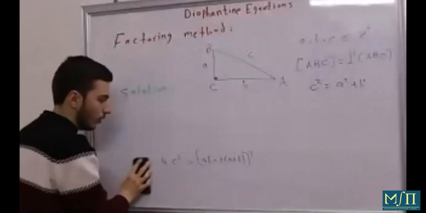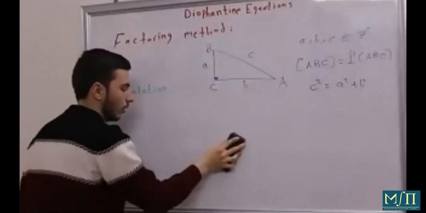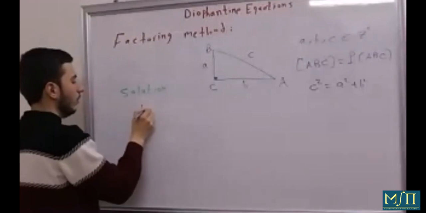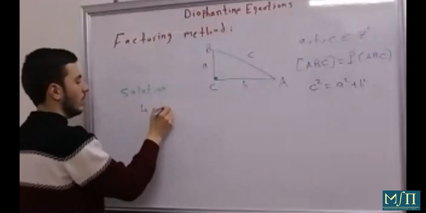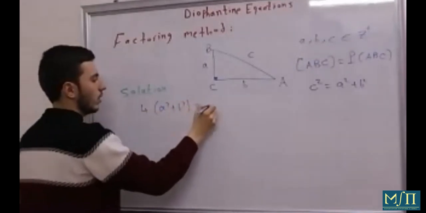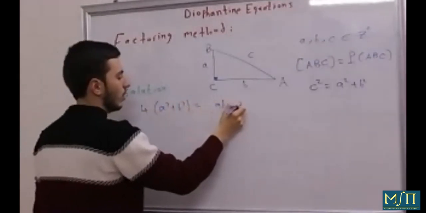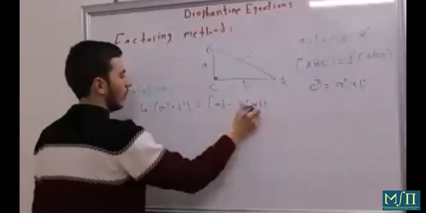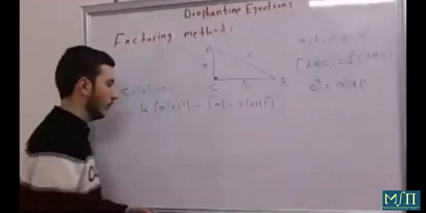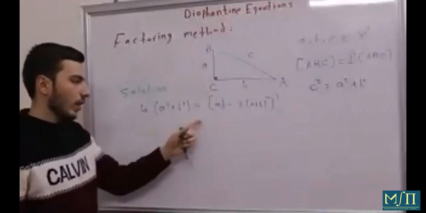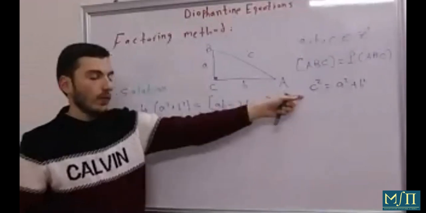For C squared. So now we have simply 4 times (A squared plus B squared) equals (AB minus 2 times (A plus B)) squared. Okay, so now we have just an equation with the variables A and B. We have got rid of this C.